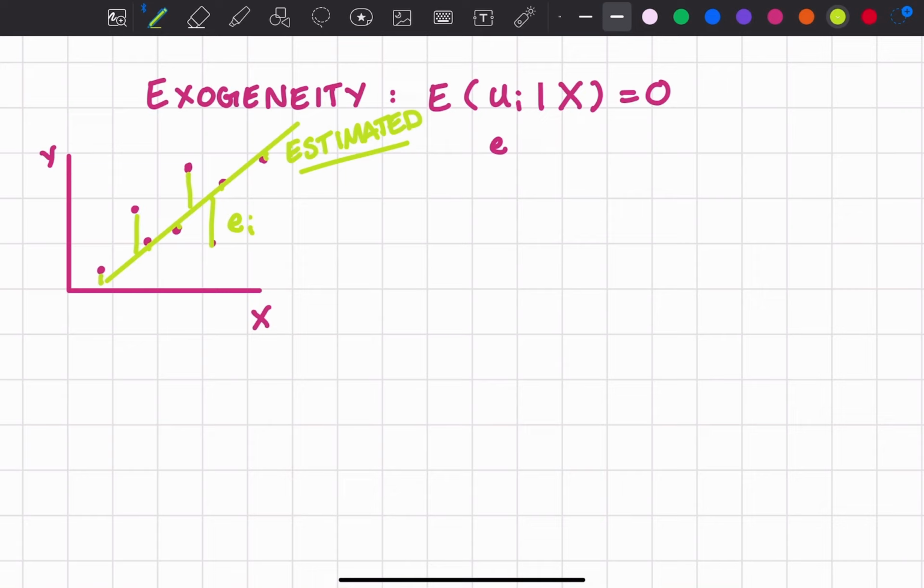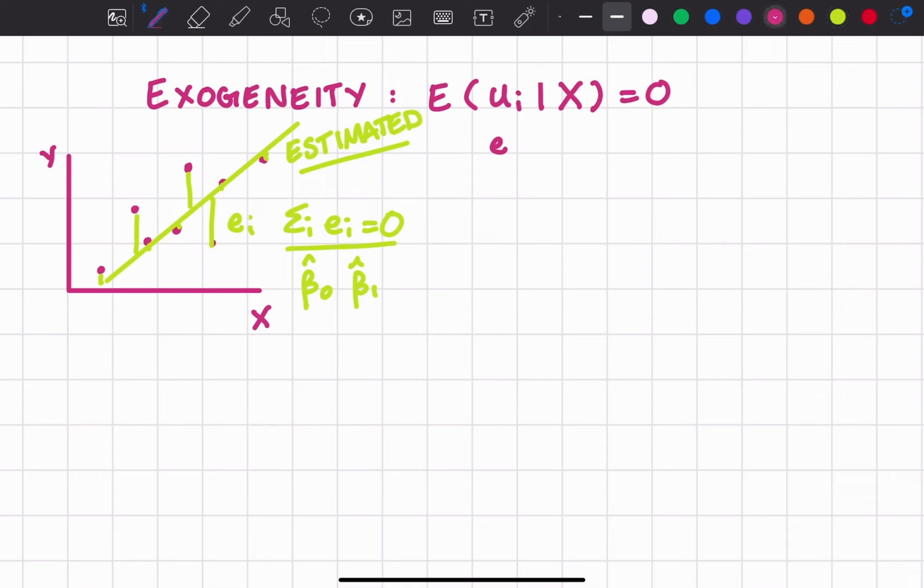And we've also proven in past classworks that the sum of E_i will always be 0. And that's enforced by how we choose beta hat 0 and beta hat 1. We chose them in order to make this true. So that will always be true.